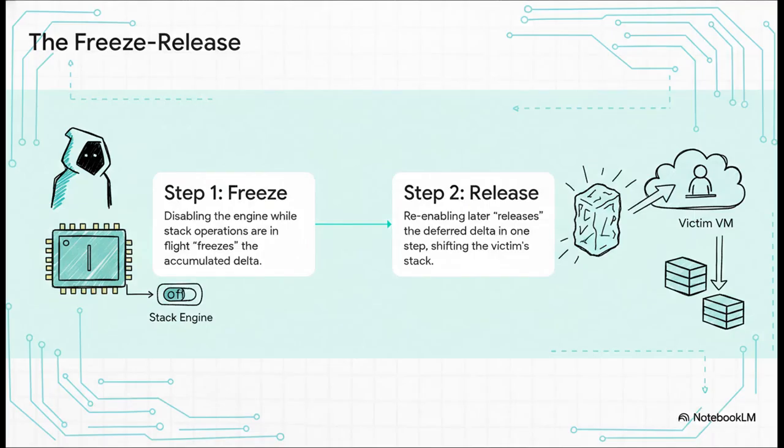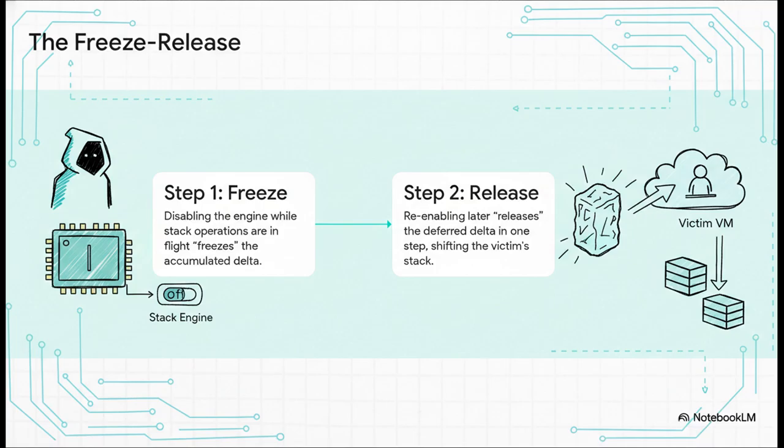Okay, so how do you turn this into an attack? It's this brilliant two-step move they call freeze-release. Here's the plan. Step 1, freeze. The attacker, running on the other half of the core, flips that secret switch to off. This basically tells the stack engine, hey, pause everything. It freezes any pending stack changes. Step 2, release.